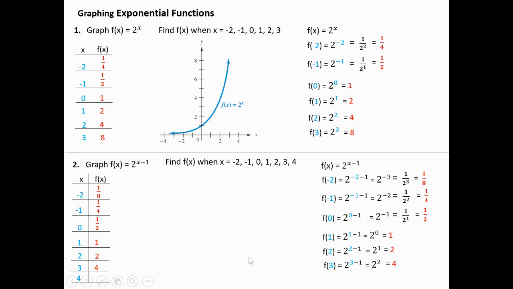And let's do one more. When it's 4, it's going to give f of 4. We're going to plug in 4 for the x, which will be 2 to the 4 minus 1, which will give us 2 cubed, which will give us 8.